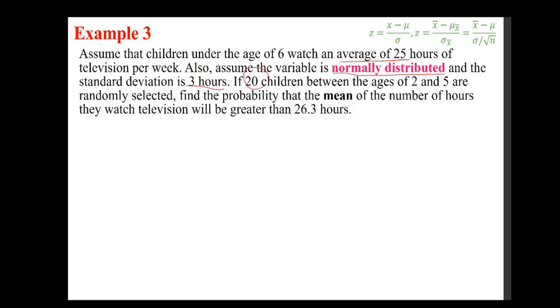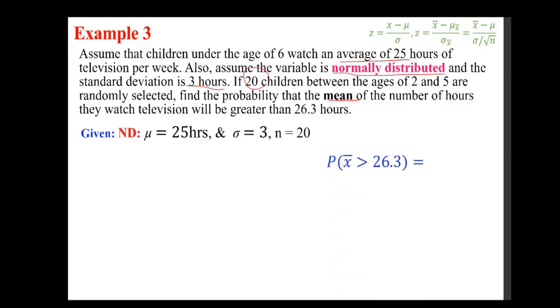So the very first thing, what is given? As we read the question, it is a normal distribution. Mu is 25, sigma is 3, n is 20. Because we are dealing with normal distribution, we don't have to worry about anything, any size, n will do the job. So with that being the case, we want what? Find the probability that the mean. So if probability of x bar is larger than 26.3. So this is what we want to find.